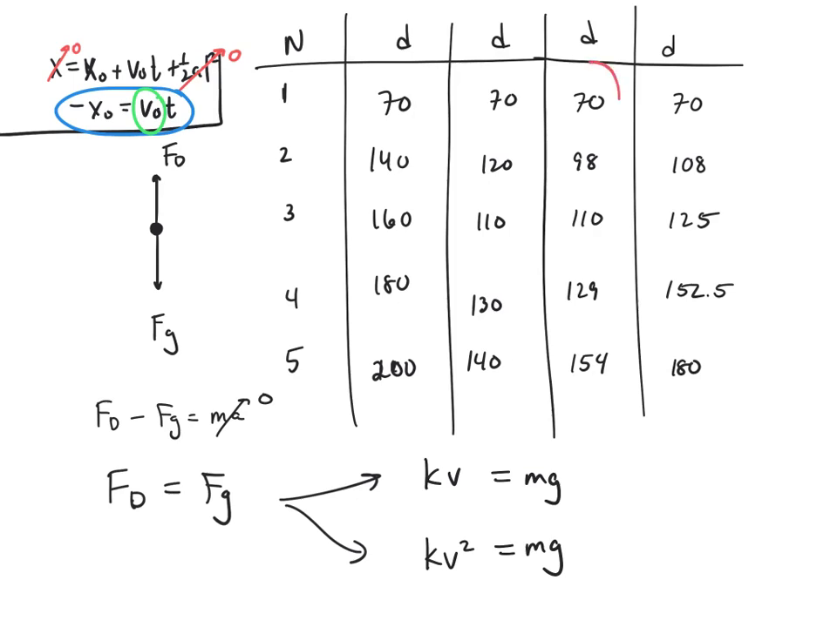So I'm going to start with this one right here. I'm going to start with this column right here. So I'm plotting the number of coffee filters, which is really like I'm plotting what? The number of coffee filters is analogous to the mass. The number of coffee filters is like mass. The more mass you have, the more.